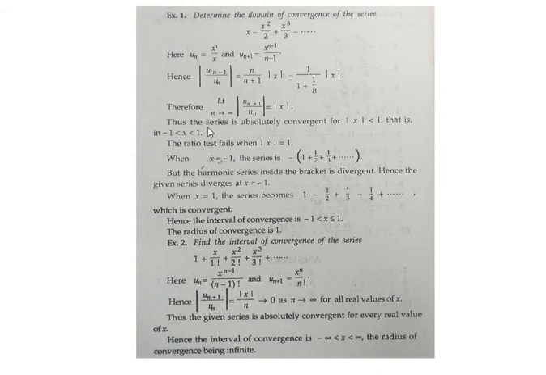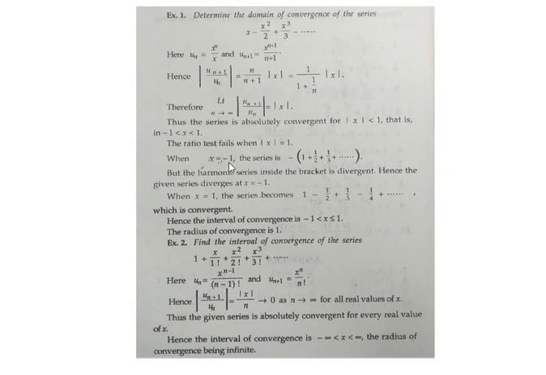Now the series will be absolutely convergent if mod x is less than 1, that is, if x lies between minus 1 and 1. Now the ratio test fails when x is equal to 1 or minus 1. So when x is equal to minus 1, the series is this, the harmonic series inside the bracket. This is divergent. Hence the given series diverges at x equal to minus 1. When x is equal to 1, the series becomes this, which is convergent.